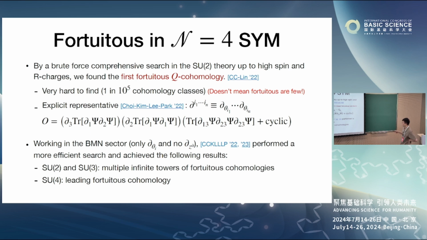Working within this BMN sector, people in Korea performed a more efficient search and achieved the following result. First, they considered SU(2) and SU(3) theories, and they found multiple infinite towers of fortuitous cohomologies. They also considered the SU(4) theory, and they found the leading fortuitous cohomology. And this is the state of the art right now.